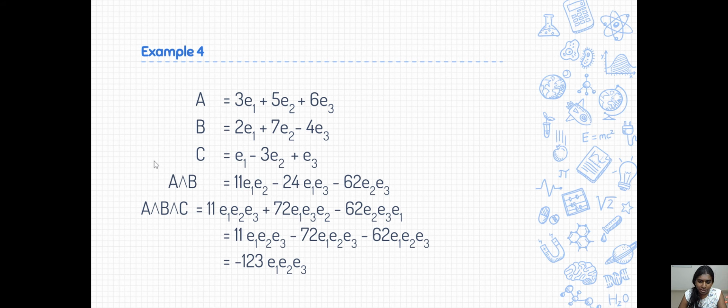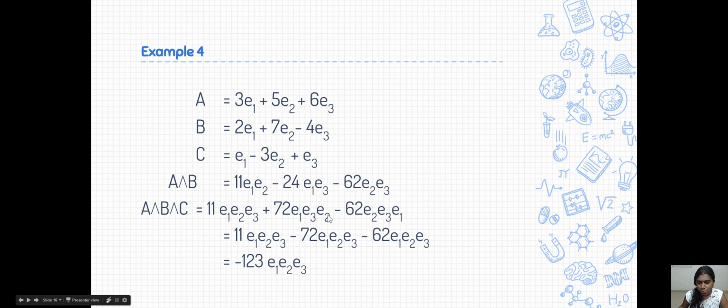This is 3 vectors, so we have to compute A wedge B wedge C. A wedge B we have already done in the previous example 3, so we'll take it; it's a bivector. Now we are multiplying that bivector with a normal vector to get a trivector. You will also get 3 terms, but now you have to permute multiple times.